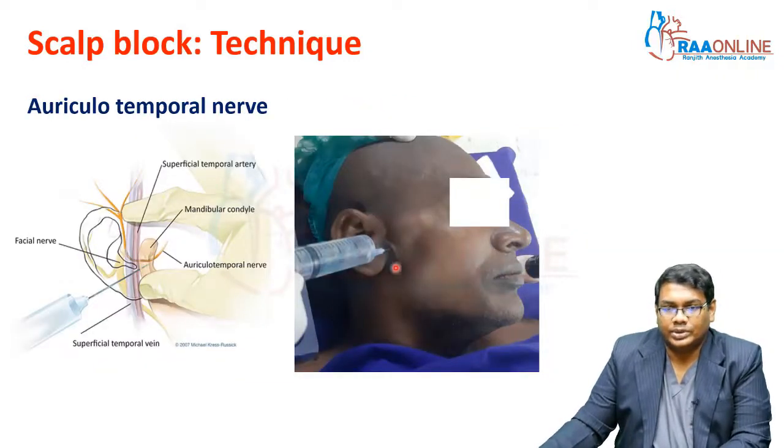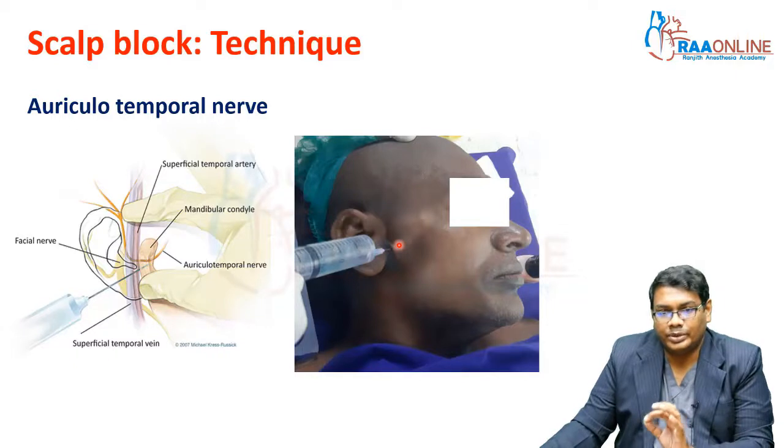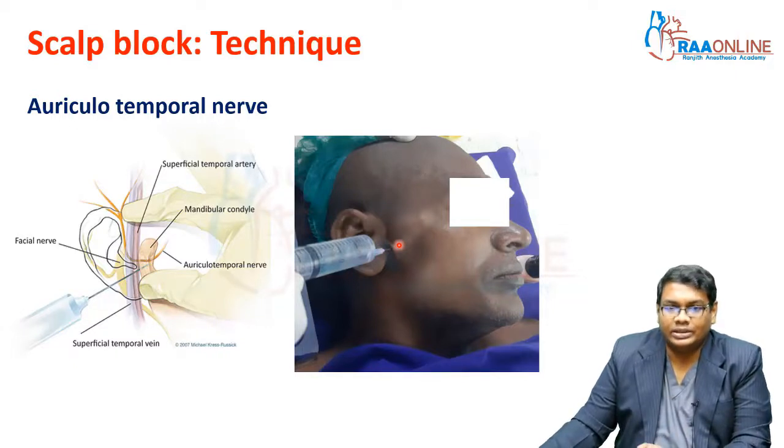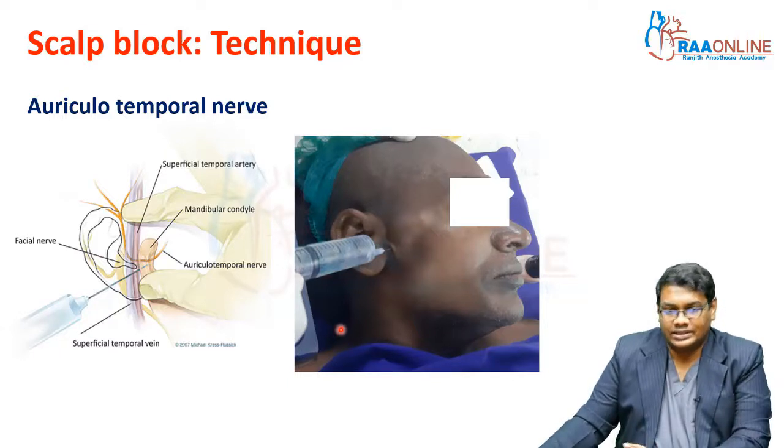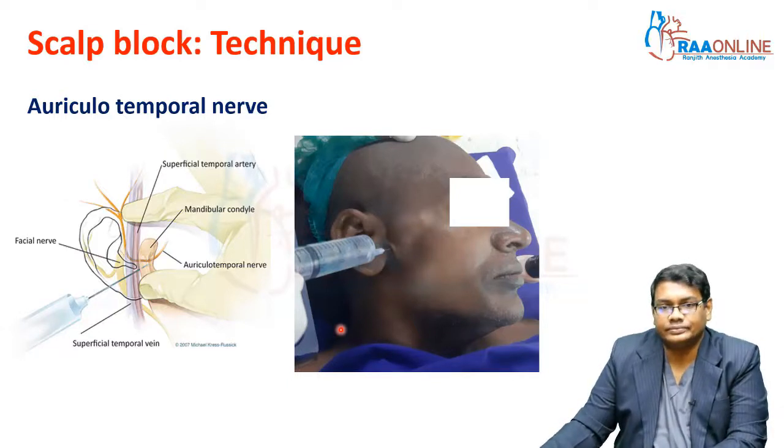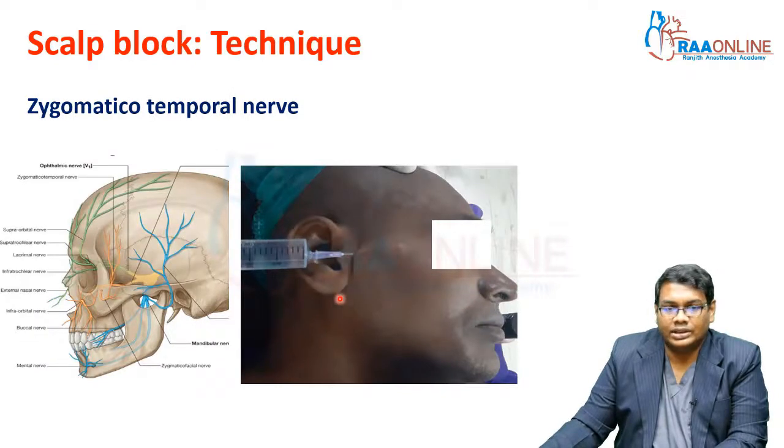Then the auriculotemporal nerve, 1 centimeter in front of the tragus, you have to go perpendicularly, hit the bone, slightly withdraw and aspirate to rule out any intravascular injection, and then we can give local anesthetic agents. And the zygomaticotemporal nerve, this nerve goes around the zygomatic arch. So, you have to palpate the arch and give transversely, multiple layers we can give.